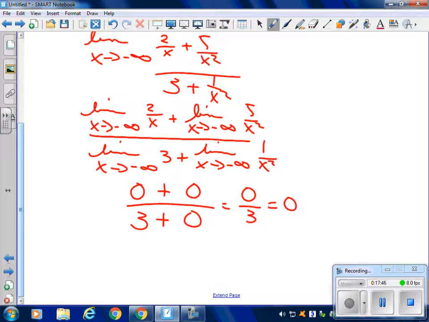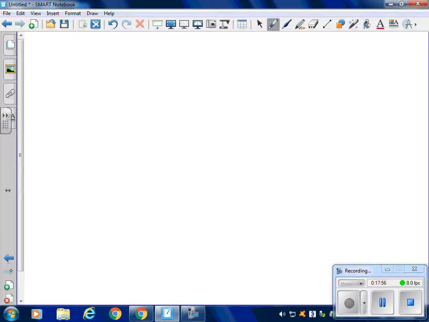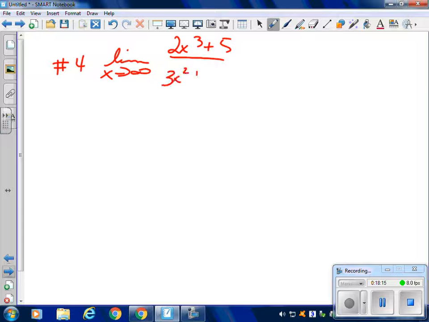So now with example number 4, let's see an example of what happens when the power on the top is greater. Because we've seen less than, we've seen equal to, so we should at least get the chance to see a greater than. Because that's the third rule. So we're going to do our limit as x goes to positive infinity of 2x to the third plus 5 over 3x squared plus 1.